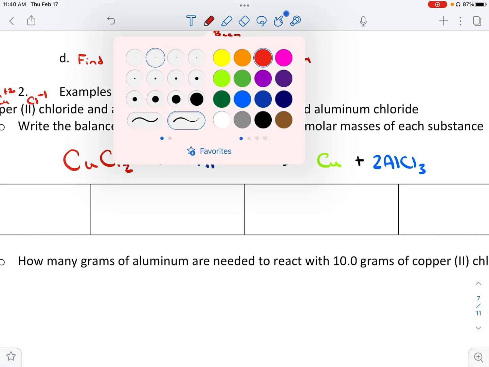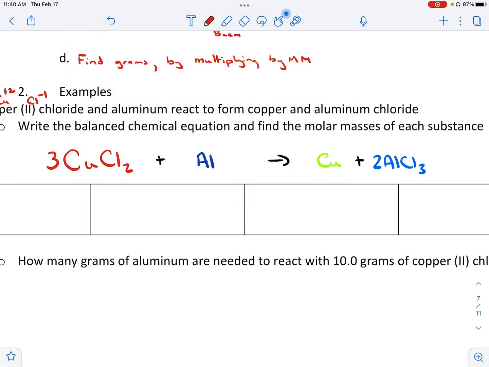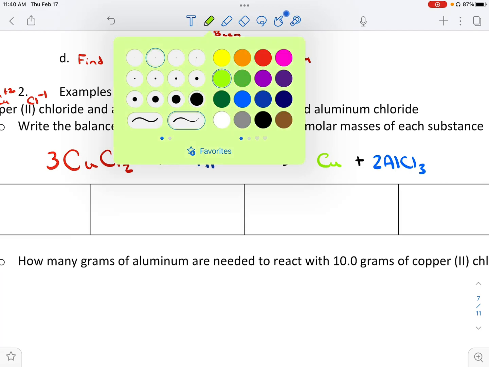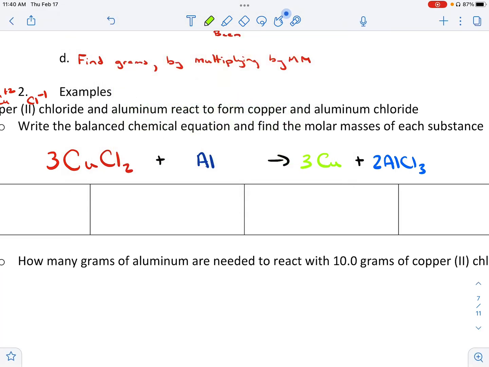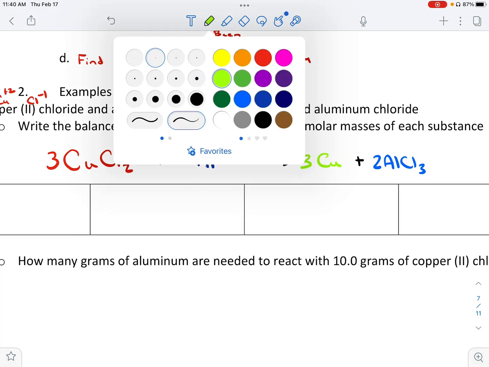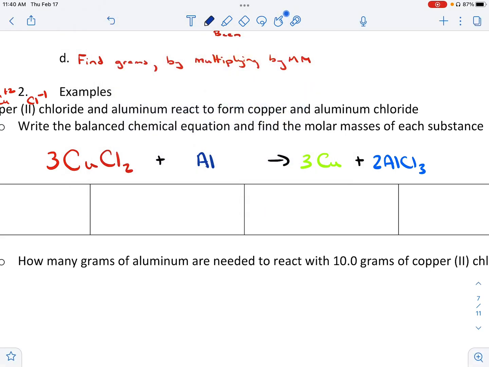So how do I get 6 chlorines on the other side? I put a 3 there. Now I have 3 Cu, so I need 3 Cu, so I'll put a 3 out front. Going back to our aluminums, we have 2. Is that the right color? Yeah, it looks good. All right, awesome. So that is our balanced chemical equation. So that was like step 1.